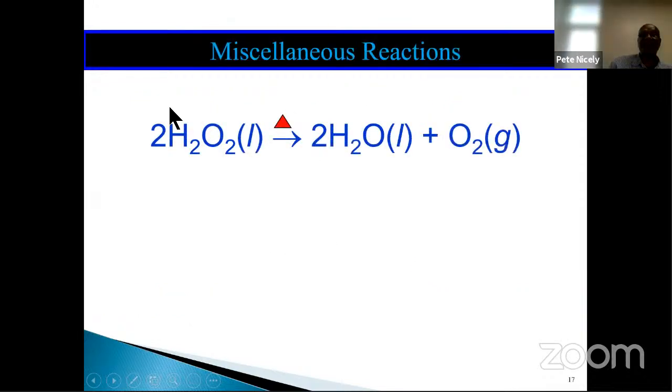Okay, here's another one. Now this one, actually heat is not required unless you want the reaction to proceed at a very fast rate. Hydrogen peroxide, when heated, will give you water and oxygen.